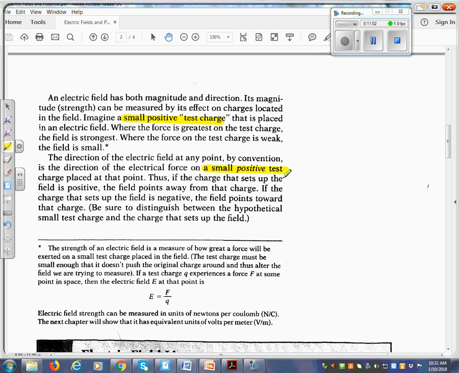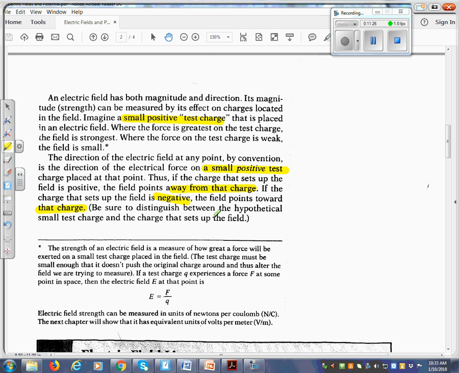Thus, if the charge that sets up the field is positive, the field points away from that charge. If the charge that sets up the field is negative, the field points towards that charge. So you can easily get the direction wrong if you screw it up. Be sure to distinguish between the hypothetical small test charge and the charge that sets up the field. And I'm going to be talking more and more about this.